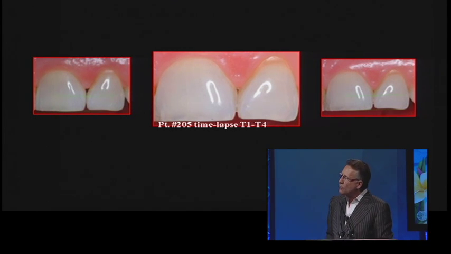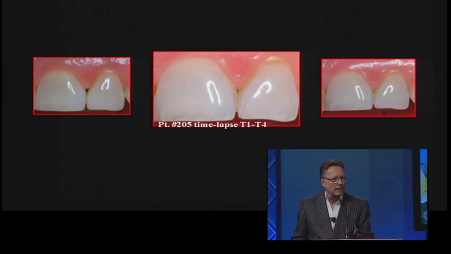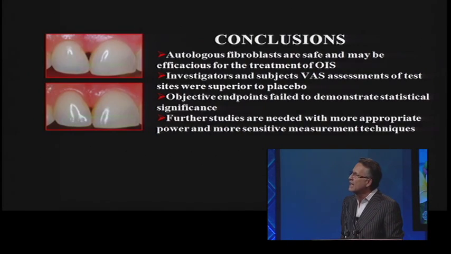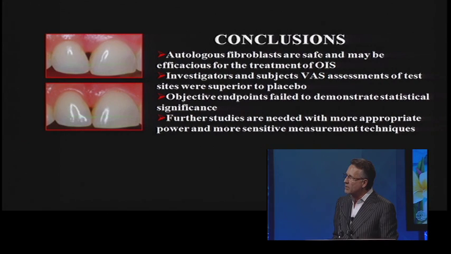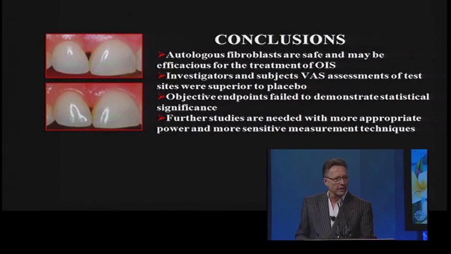So we know from this project that we certainly can do this kind of thing. We know that autologous fibroblasts are safe and may be efficacious for the treatment of open proximal spaces. Our study showed that investigators' and subjects' visual analog scale assessment of test sites were superior to placebo. Our objective endpoints failed to demonstrate statistical significance, but further studies are needed with more appropriate power and more sensitive measurement techniques to really look at that.